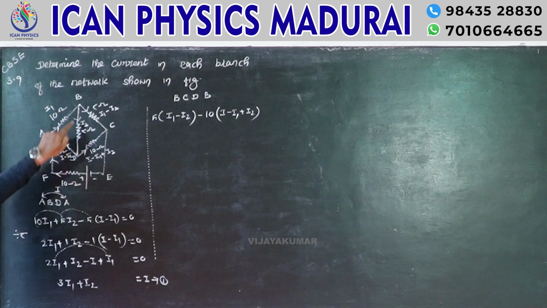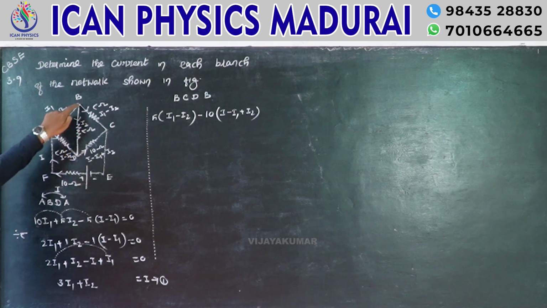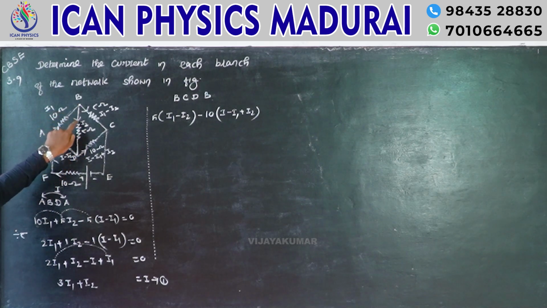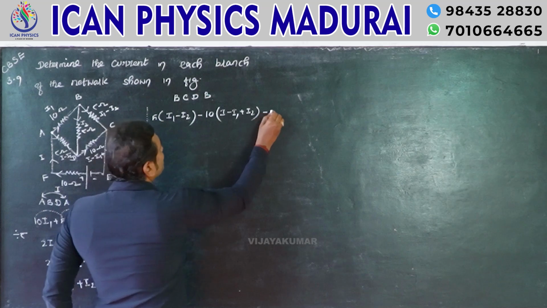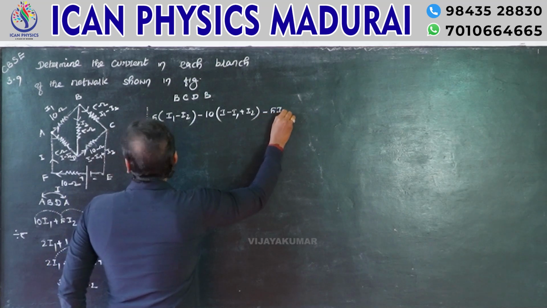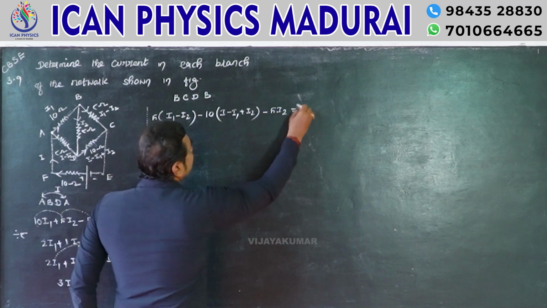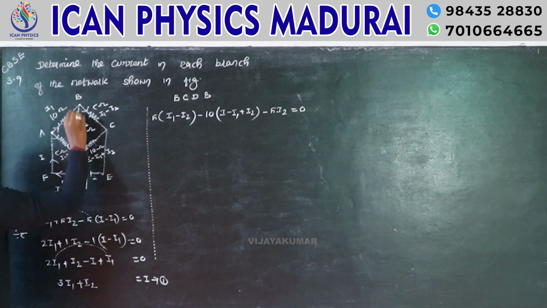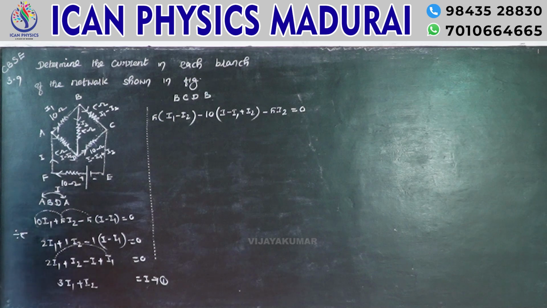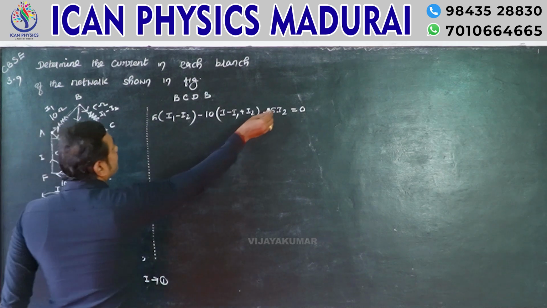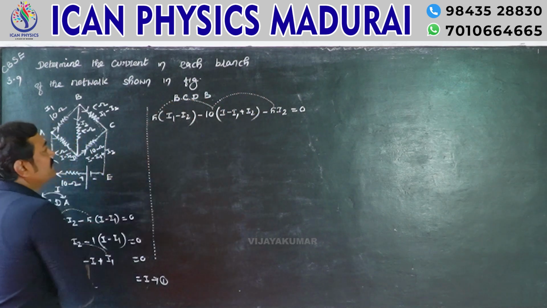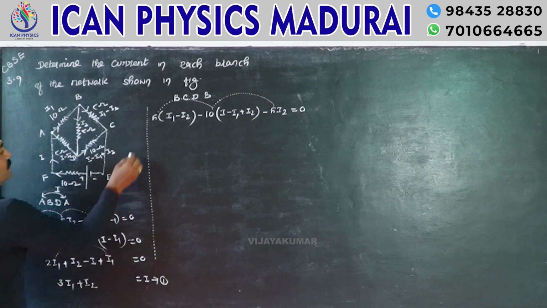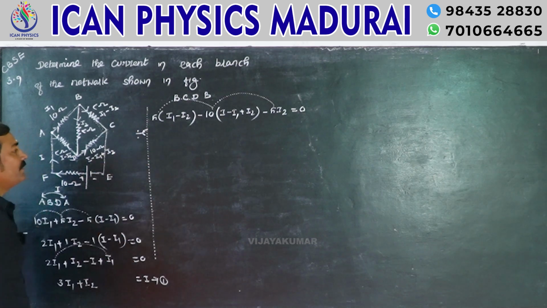Next, D to B. Now, I am moving from D to B, but the current is flowing from B to D. So, it's in opposite direction. So, minus 5 into I2, that is equal to 0. Why? Because in this closed circuit, there is no batteries involved. So once again, look at the equation. All the terms are multiples of 5. So it is divided by 5.